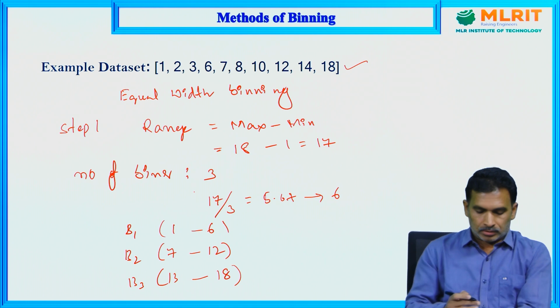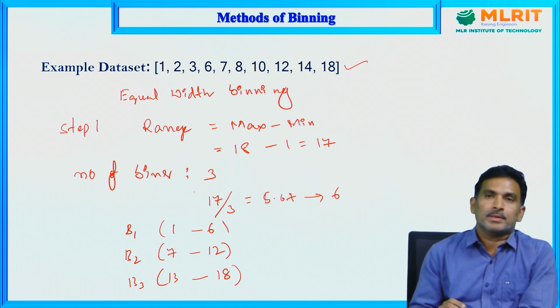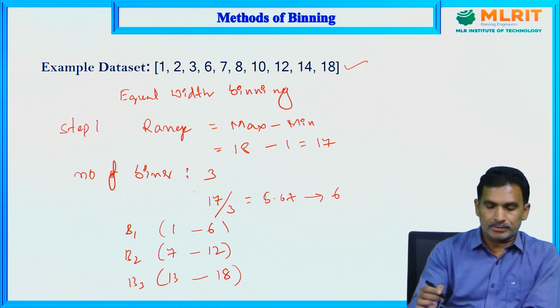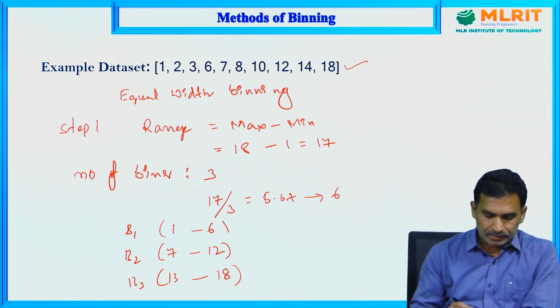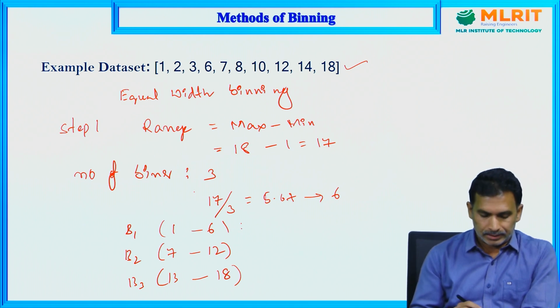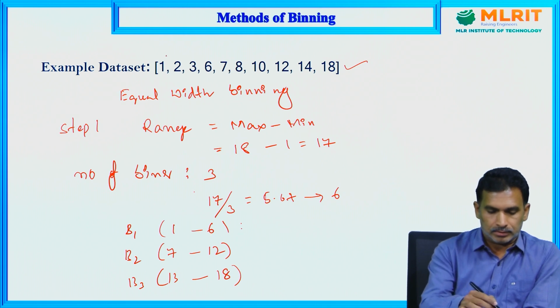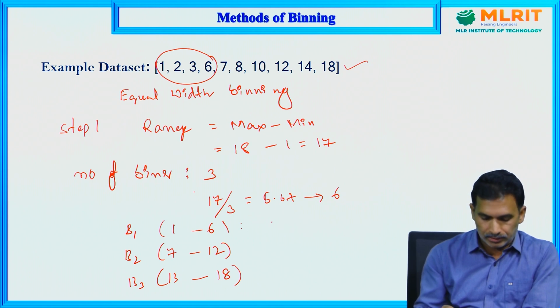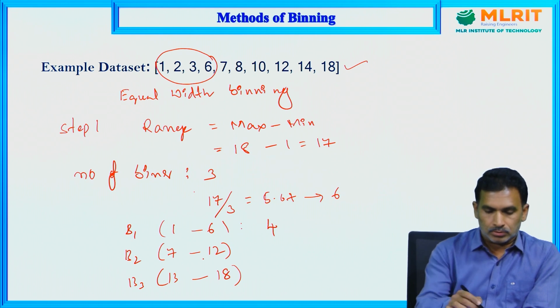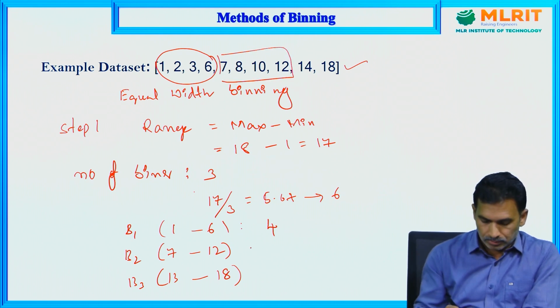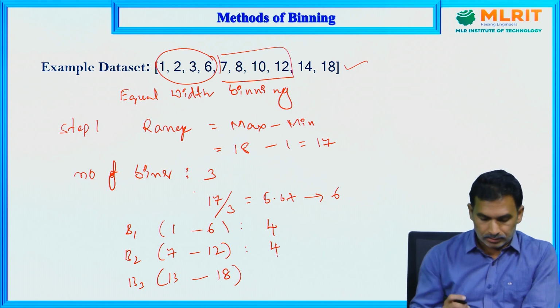Okay, so now the next step is to find out the frequency based on the data points. For example, if you consider bin 1, how many data points are within this range 1 to 6? These 4 data points are there, so the frequency would be 4. The second bin, 7 to 12, would again contain 4 data points, and the third bin would contain 2 data points.